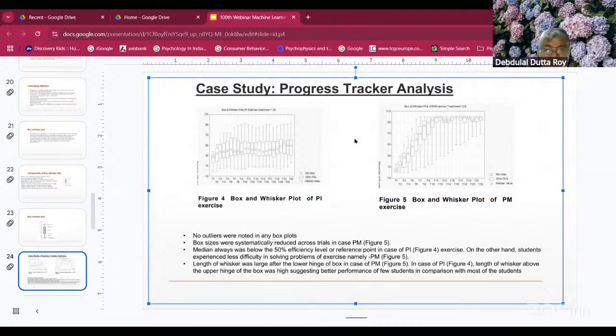For example, there is a high correlation between language and mathematics. And if you find that your students are performing well in language but not in mathematics, that means there is a gap in the teaching pedagogy.